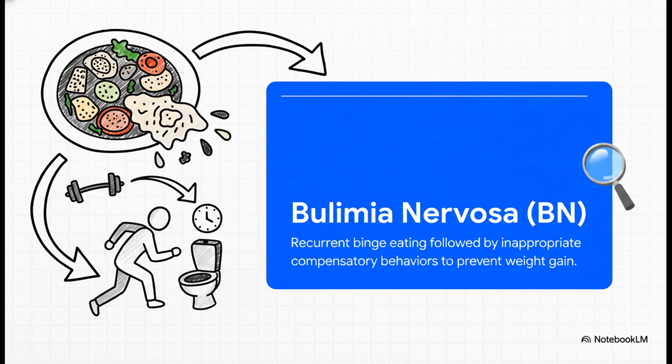So first we have bulimia nervosa. The key thing to remember here is this 2-part cycle. It kicks off with a binge eating episode. That means eating a very large amount of food and, crucially, feeling a complete loss of control while doing it.